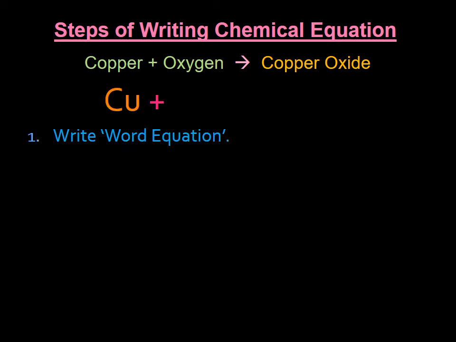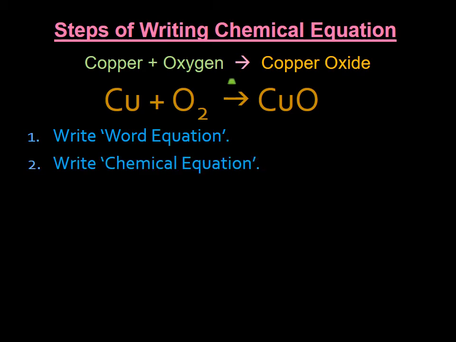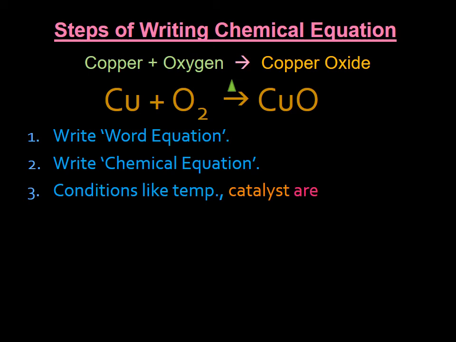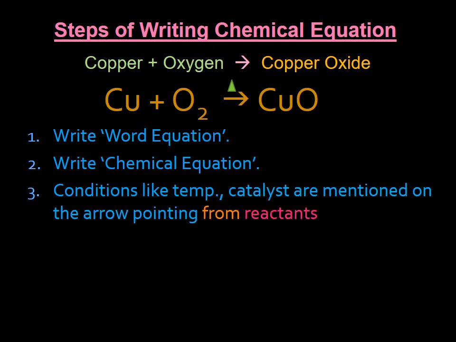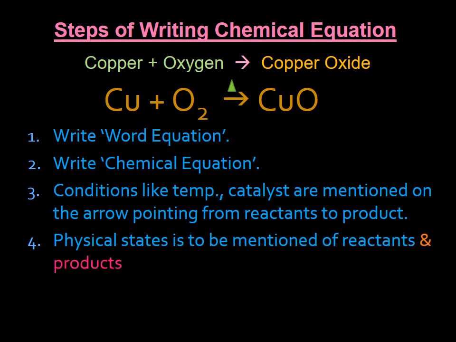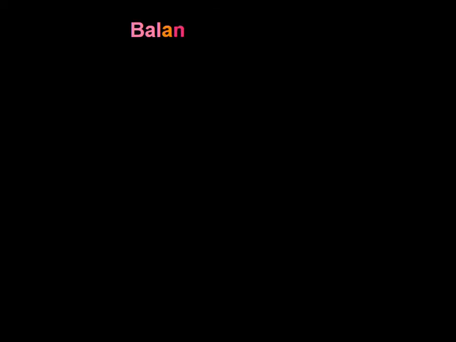Again we will take a similar example, copper and oxygen. There is a formation of copper oxide. First write the word equation, second write the chemical equation, third write conditions like temperature and catalysts. They are mentioned on the arrow pointing from reactants to products. Fourth, physical states are to be mentioned on reactants and products. Fifth, at the last, balancing is done. Okay, so these are the steps of writing a chemical equation.